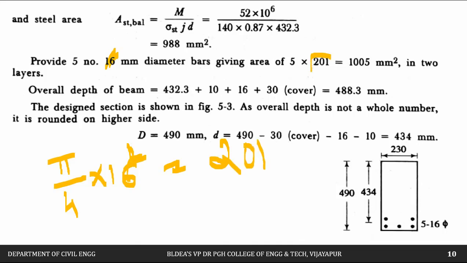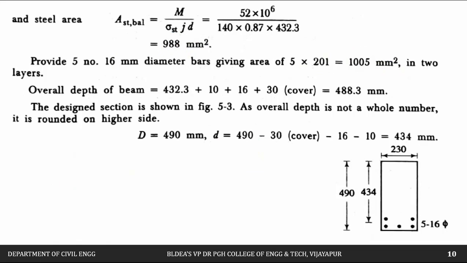But how much area is required for us? 988. So what we can do, we can provide 5 numbers of bars. 5 multiplied by 201, so it will be 1005 mm square. This is greater than 988 mm square, so it will be safe. Therefore we are going to provide 5 bars of 16 mm dia.